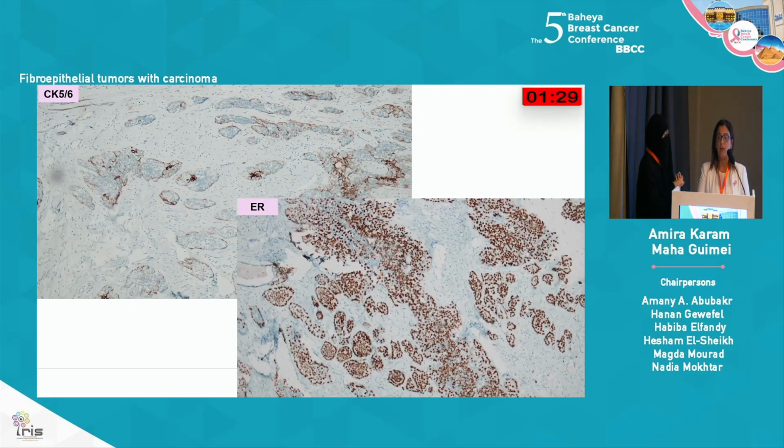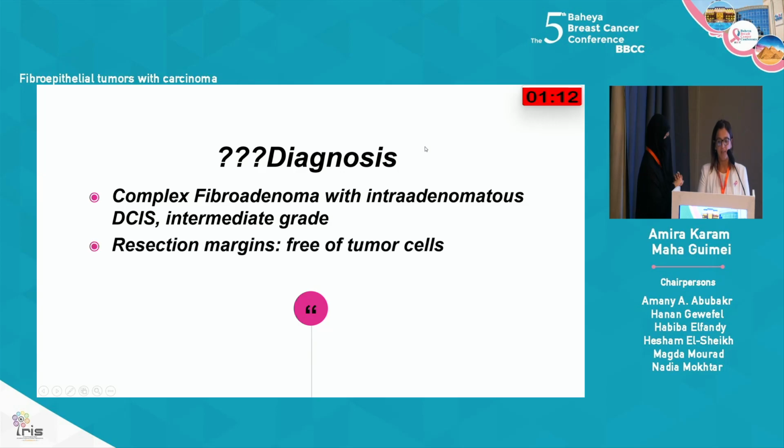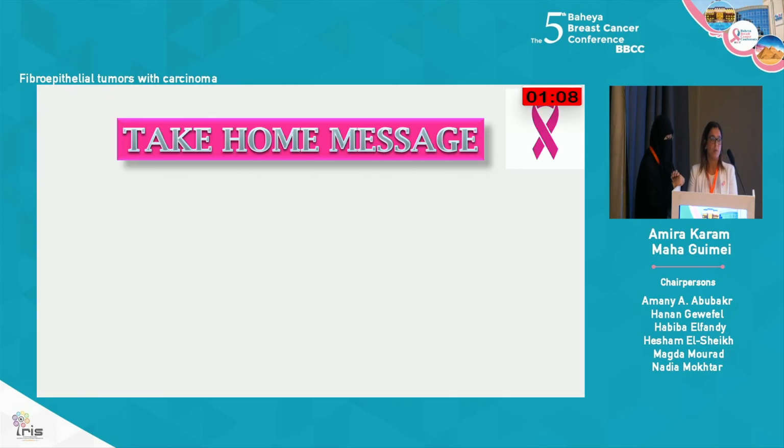Again, the ER was diffusely positive in those acini, which is a characteristic feature in this. We did other immunomarkers, but the pictures did not look very nice, so I did not include them. So the diagnosis came out as a complex fibroadenoma with intraadenomatous DCIS intermediate grade, and the resection margins were free and no invasive component was found.